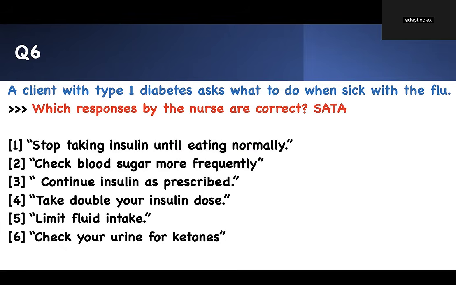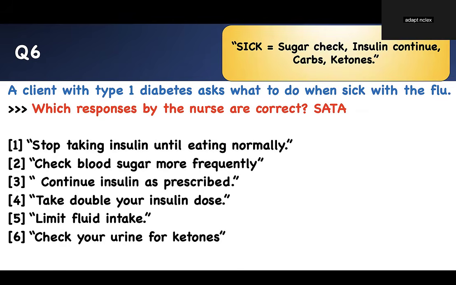6 questions. What is your score? I know you're doing well. I know you watch Adapt and class. What is your score? Put it down in the comment. Tell me you're ready for the next 4 questions. For sick day, the mnemonic is what? Sugar check, insulin continue, carbs, and ketones is the mnemonic.